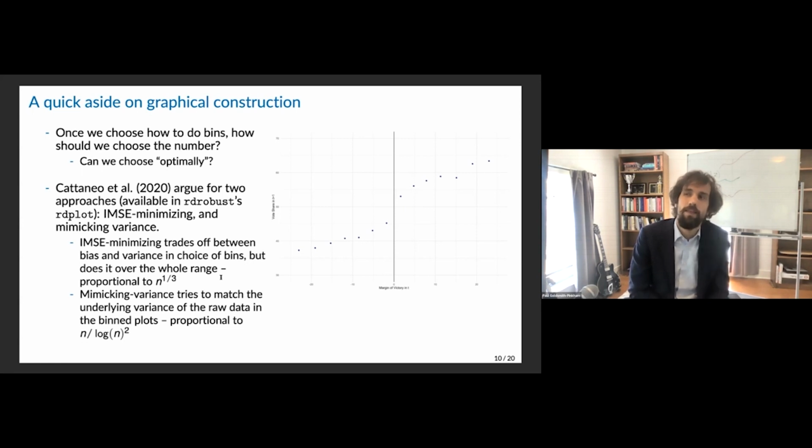Calonico, Cattaneo and Titiunik have a very nice write-up about this whole approach, where they talk about the two ways that they argue for doing this, which are very reasonable. One is what's basically called the integrated mean squared error minimizing approach. And the other one is what they call mimicking variance.